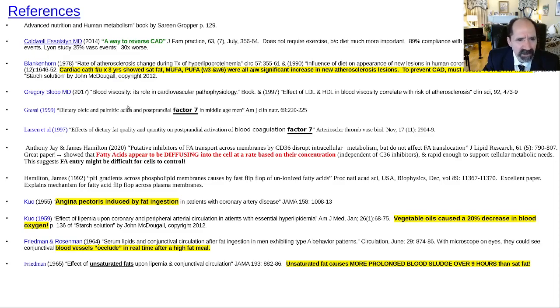Omega-3 is a little special because it can reduce triglycerides, but it still ends up not being atheroprotective. Grassi's paper is about clotting factor 7, and there are more clotting factor 7 papers, and a paper about the fatty acids crossing the membranes and not being able to be controlled by the body. And then there are the Quo papers. Another Quo paper showed that vegetable oils cause a 20% decrease in blood oxygen. Great. It's a great way to make your tissues hypoxic, and to increase your risk of cancer, ischemia, myocardial infarction, and brain damage.